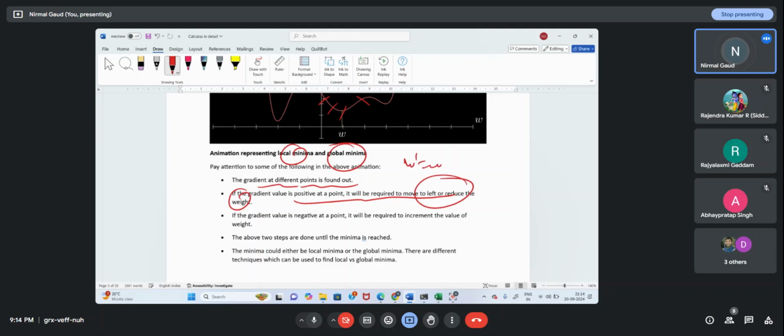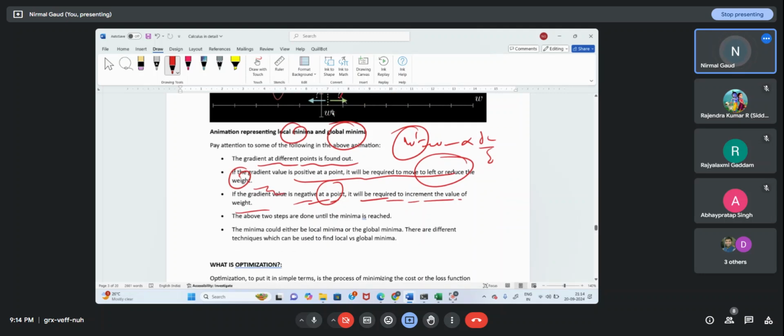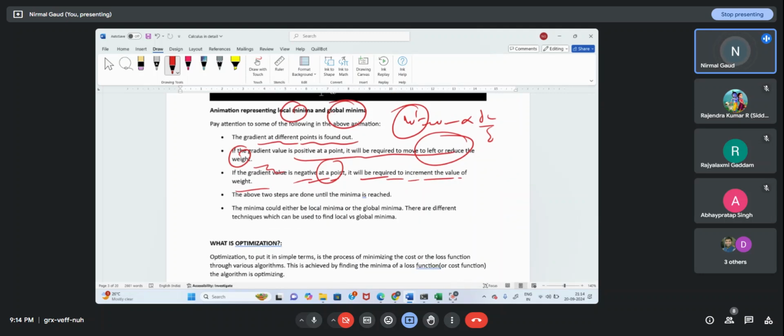W dash is equal to W minus alpha del L by del W. Reduce the weight, optimize. Now, if the gradient value is negative at a point, it will be required to increment the value of the weight. If the gradient is negative, then increment the weight. These steps are repeated until the minima is reached. Okay, we have to reach the minima. Minima could be either local minima or global minima, depends.